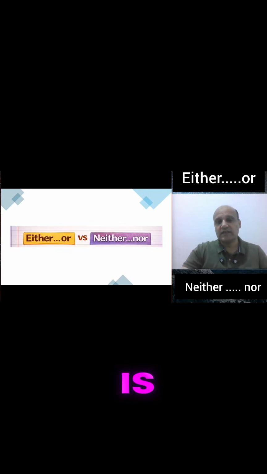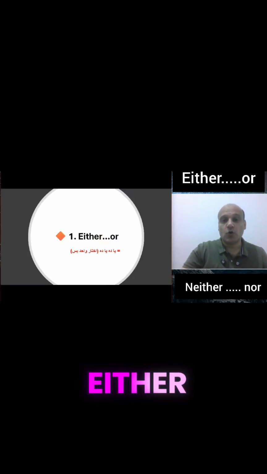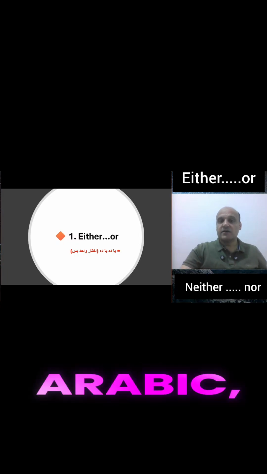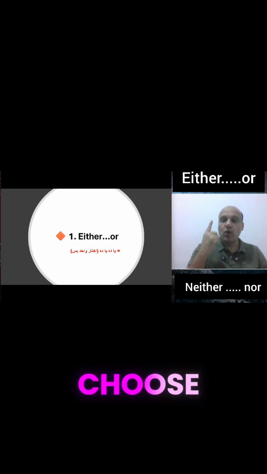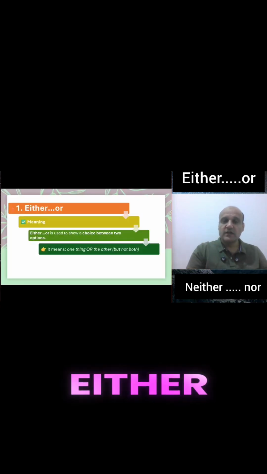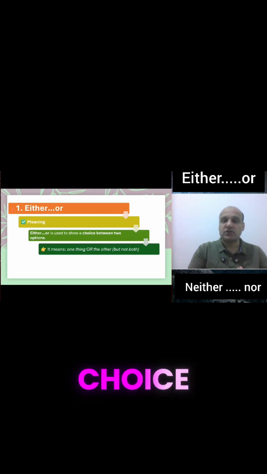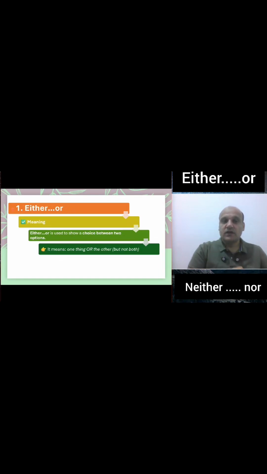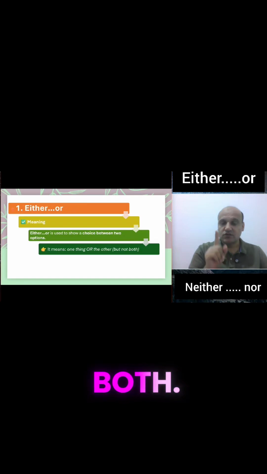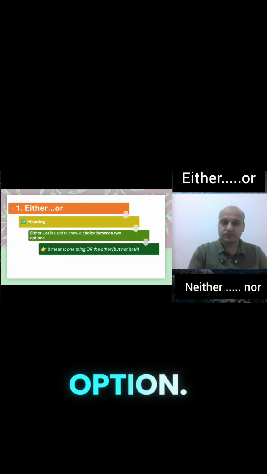Well, so what is the difference again between neither and either? Let's start with either or. As you see in Arabic, I will say the translation in Arabic. You will choose one choice. So either or is used to show a choice between two options. You will choose only one thing. It means one thing or the other, not both. So in either or, we use it to choose one option.